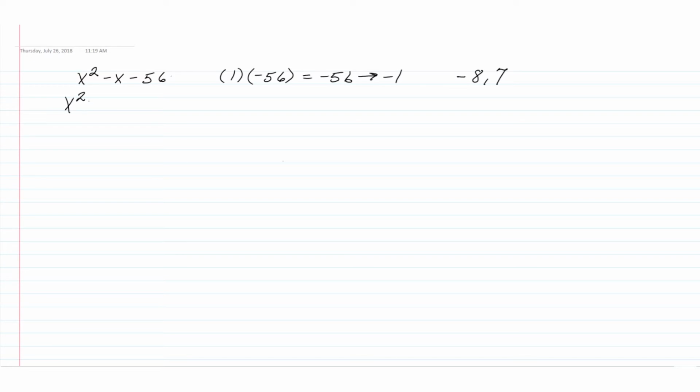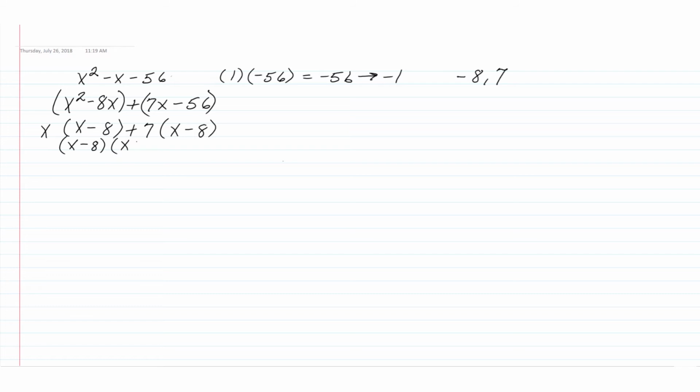So now we have our x squared, we have our minus 8x, we have plus 7x, minus 56. So let's go ahead and group these guys. Let's factor an x out of our first parentheses, and that'll leave us an x minus 8. Let's pull out a 7 out of the second parentheses, and that'll leave us x minus 8. So x minus 8, of course, is the common factor. And that leaves us with x plus 7.